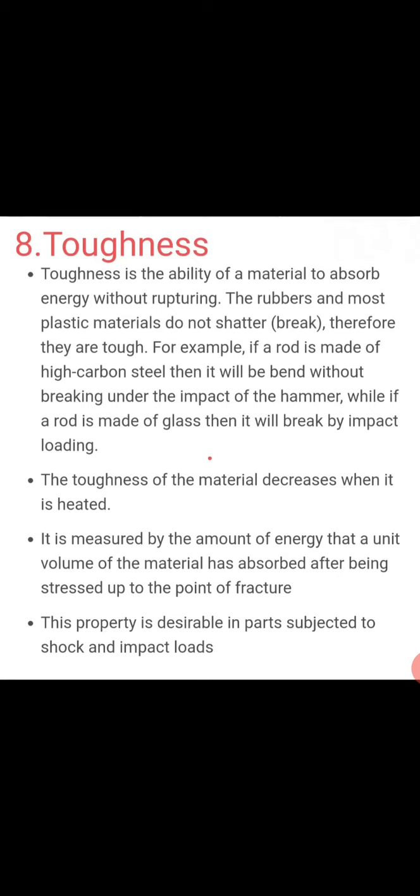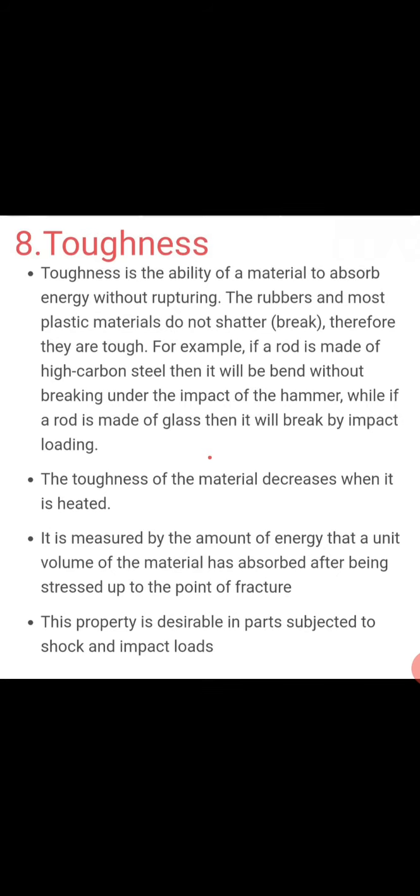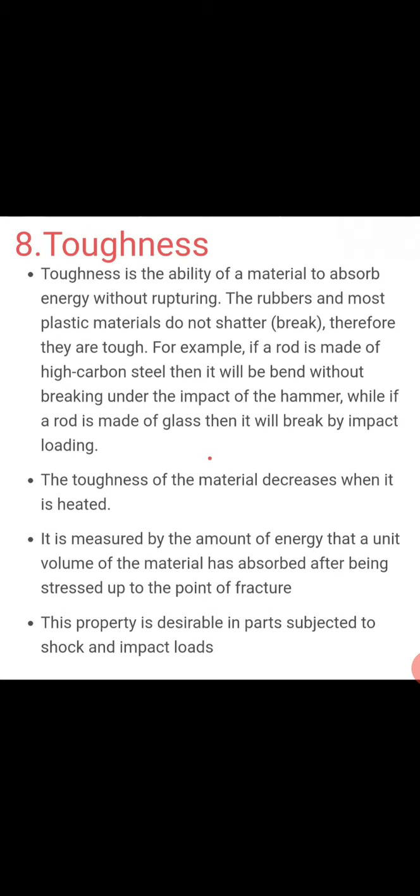Toughness of a metal decreases when it is heated. It is measured by the amount of energy per unit volume that a material has absorbed when stressed up to the point of fracture. This property is desirable in parts subject to shock and impact loads. So it is the ability of a metal to absorb energy without fracture or rupture. Rubber padding, rubbers and plastics are mainly used where there are high impact loads or shock loads. This property is called toughness.